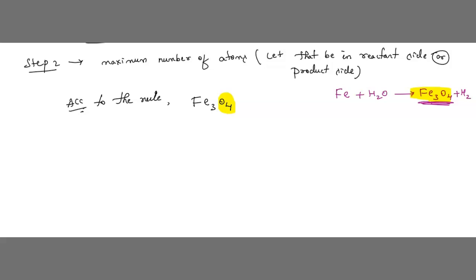Understood? To balance this, how many O do we have here? 4 O. But in the reactant side, how many O do we have? Only one O. In the product side we have 4, but in the reactant side we have 1 O. To balance, what do we do? We multiply this by 4 on the LHS.